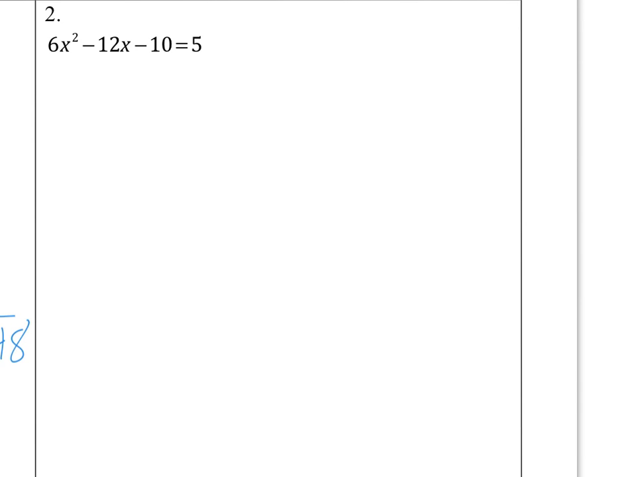Moving on to problem 2, here we're going to complete the square again, but this time I don't have things set up quite in the way that I want. So before I divide by 6, what I'm going to do is add 10 to both sides. So I get 6x squared minus 12x is equal to 15. Now I'm going to divide all three terms by 6 so I can get my x squared by itself.